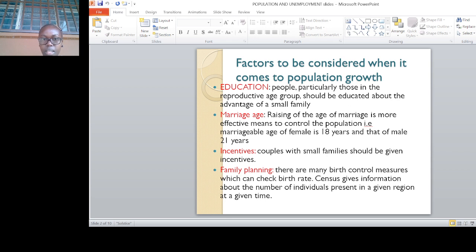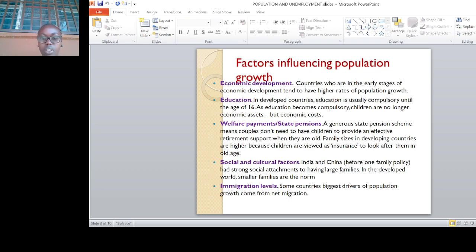Those are the factors to be considered when it comes to population growth, whereby, let's say, in an education way, people will be able to know the things that lead to more population, so that the generations to come will be able to reduce their population, in which they will be able to have their employment rates high. We are also going to see the factors influencing population growth.